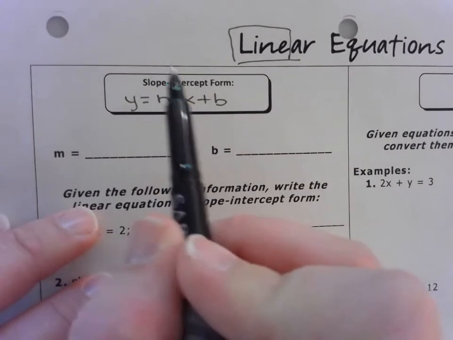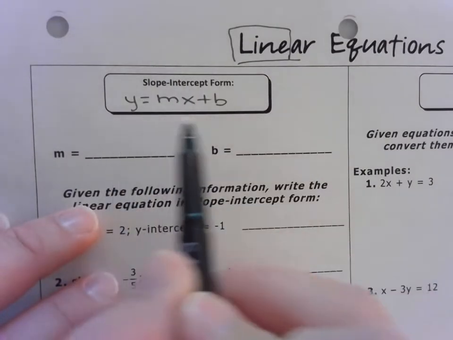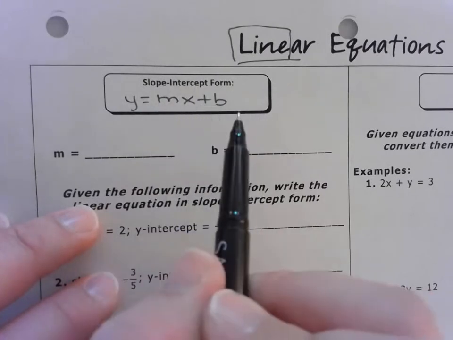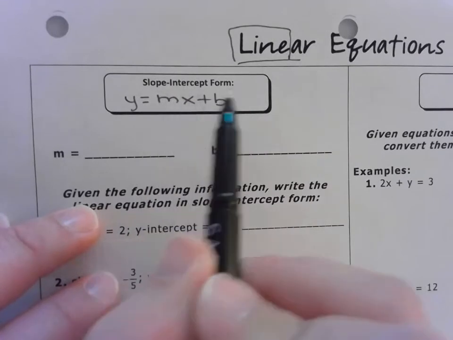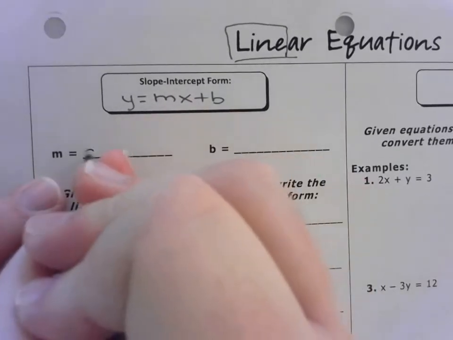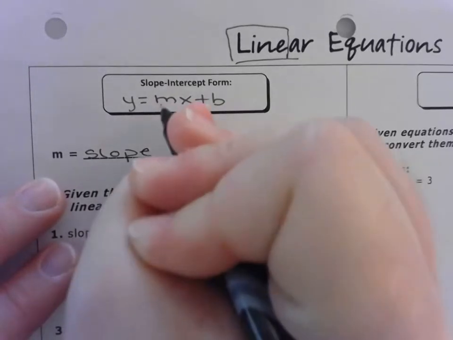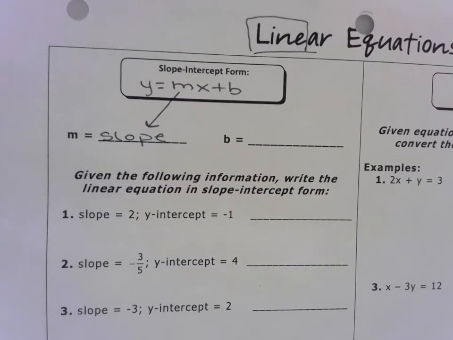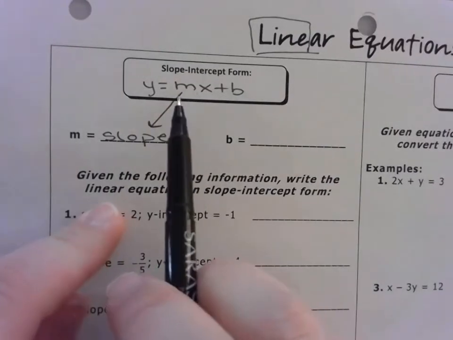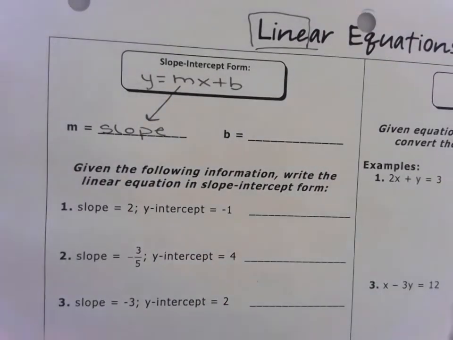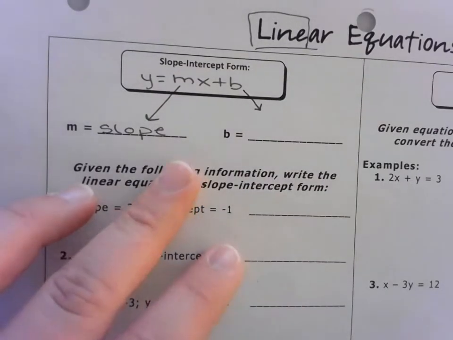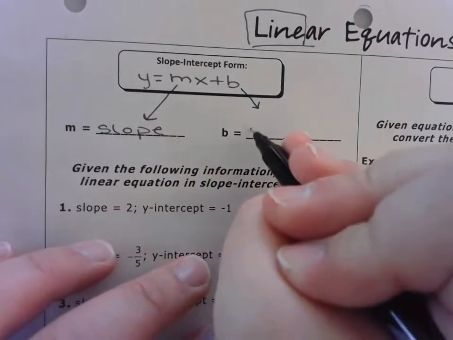It tells you the slope and the y-intercept just by looking at it. So if you have it in this form, it's easy because you can easily find the slope and you can easily find the y-intercept. It's in the name, slope-intercept form. M, like we talked about yesterday, is my slope. So whatever number is in front of x is my slope. That's the nice thing about slope-intercept form, you can just look at it. Whatever number is not with the x, which in this case is the b value, is my y-intercept.